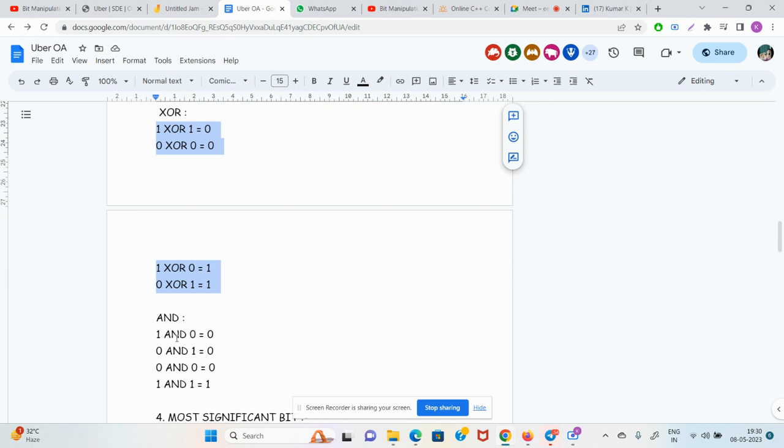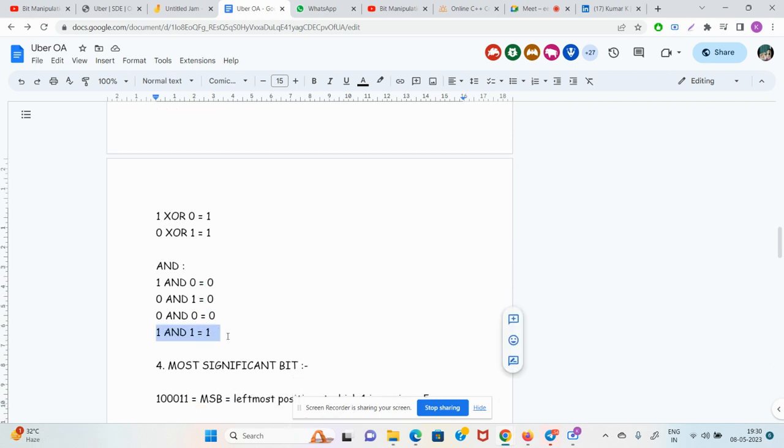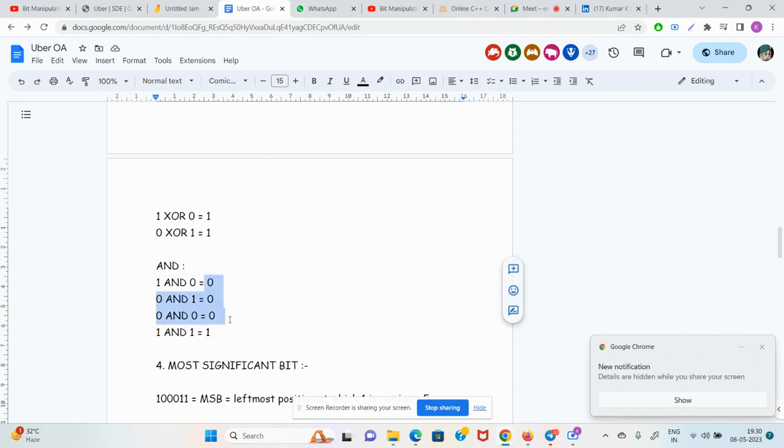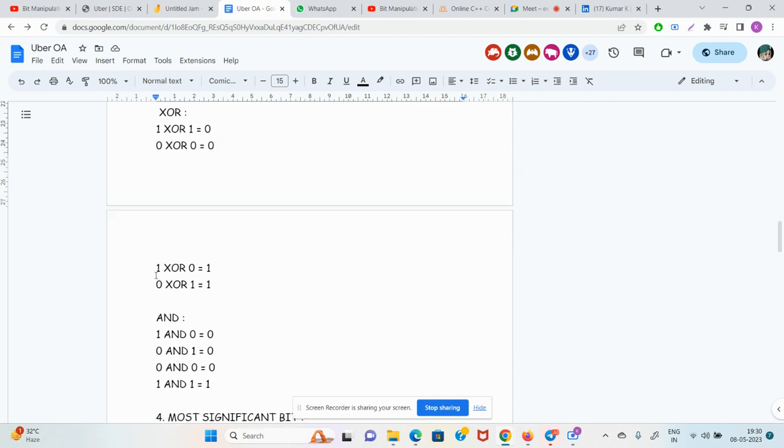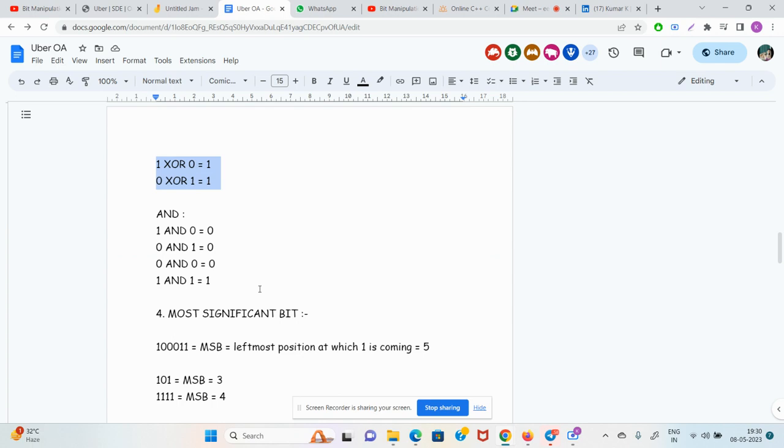And for AND, the answer is always zero, only for the one exceptional case: one and one is one. When both the bits are one, the answer is one. If even a single bit is zero, then the answer of AND will be zero. Similarly for XOR, when both the numbers are the same, the XOR is zero. But when both the numbers are different, the XOR is one. So these different rules of XOR and AND are clear to everyone, right?